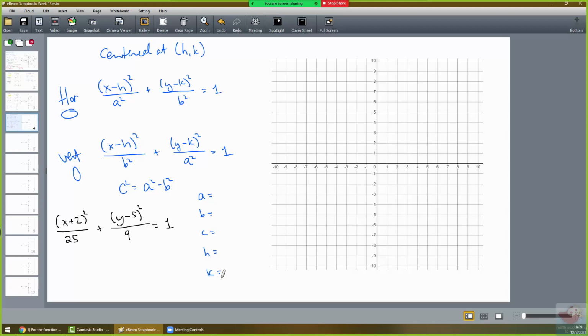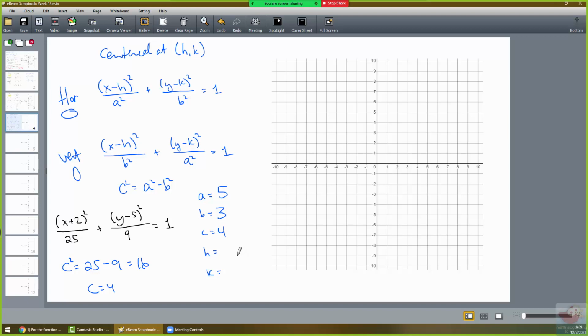So a squared is the bigger denominator. A squared is 25, so a is 5. B squared is the smaller denominator. B squared is 9, which makes b 3. c is given by c squared equals a squared, 25, minus b squared, 9, which makes c 4. Questions so far?